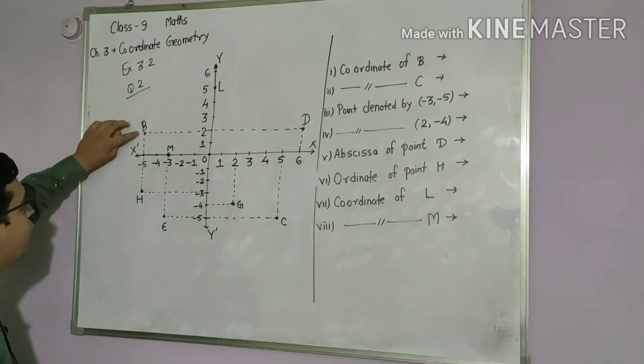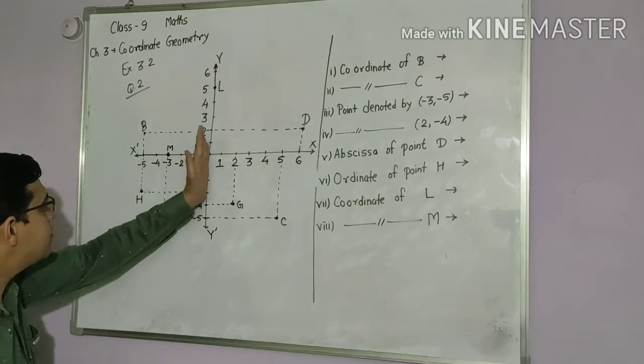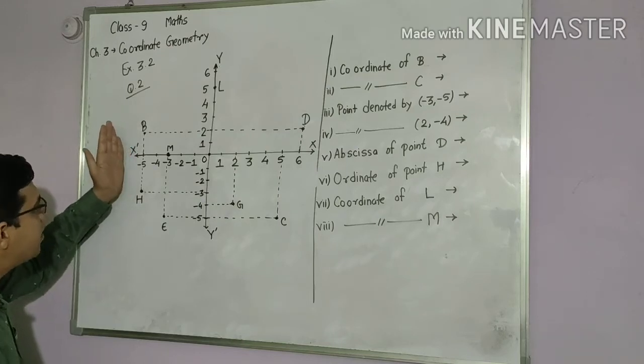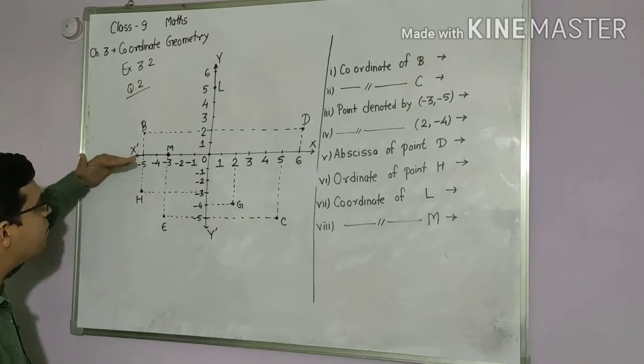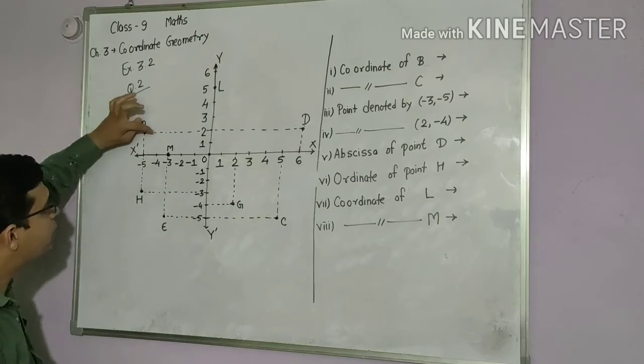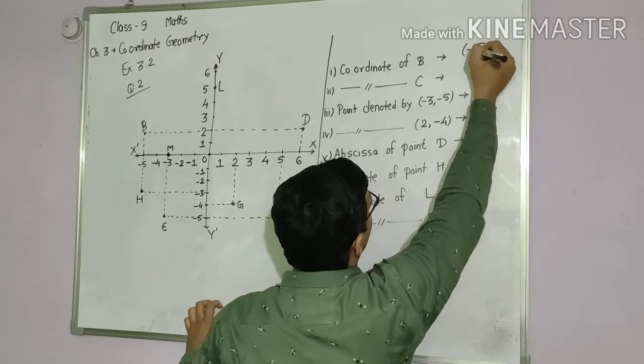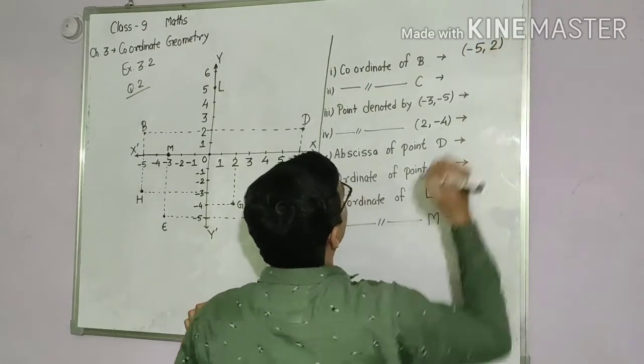So this is our point B. It is -5 units from the y-axis. So its x coordinate is -5 and y coordinate is 2. So its answer will be (-5, 2).